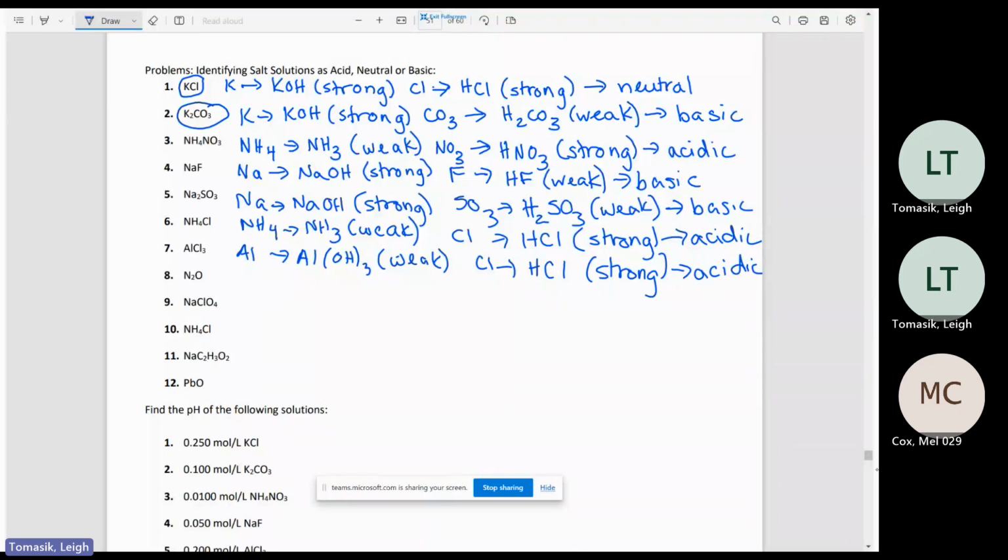N2O, this is a non-metal oxide. Whenever the anion is oxygen, you have to look at whether the cation is a metal or a non-metal. In this case, it's a non-metal. So non-metal oxides make acids. So this solution would be acidic.